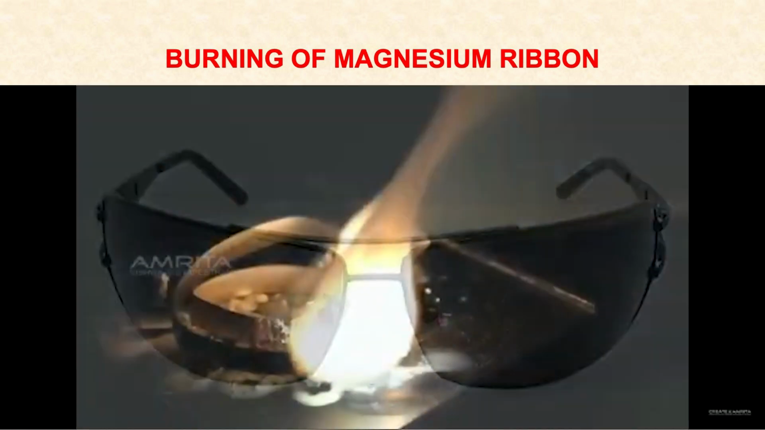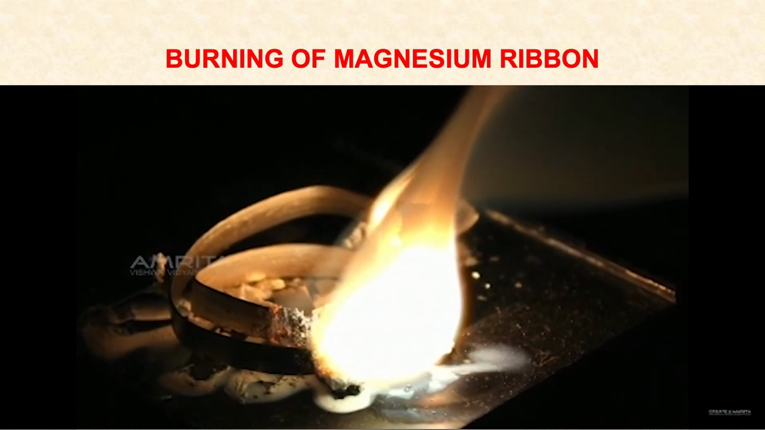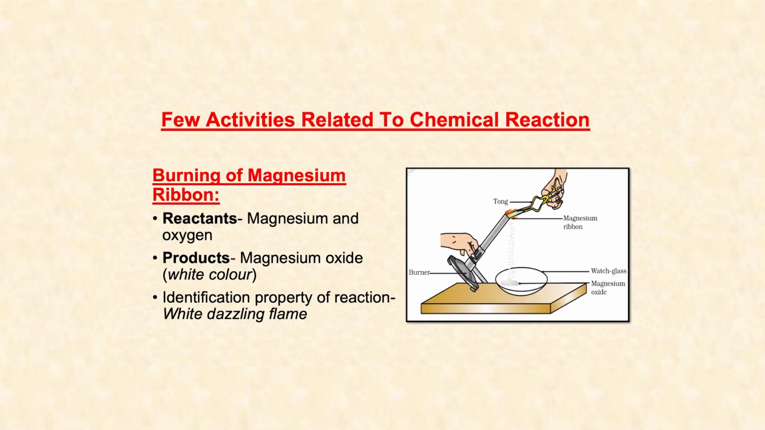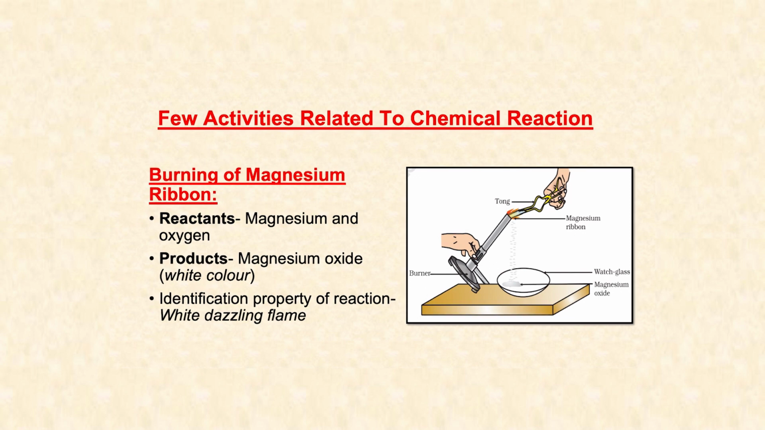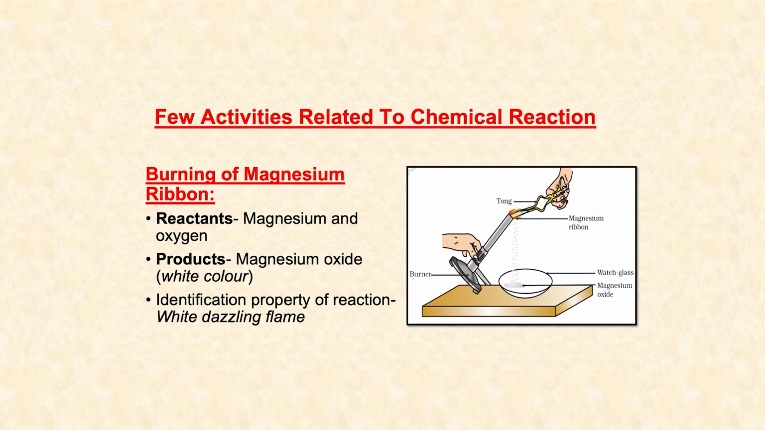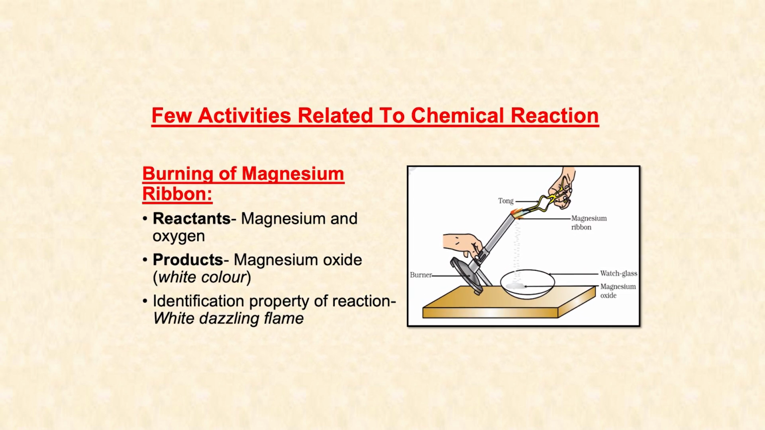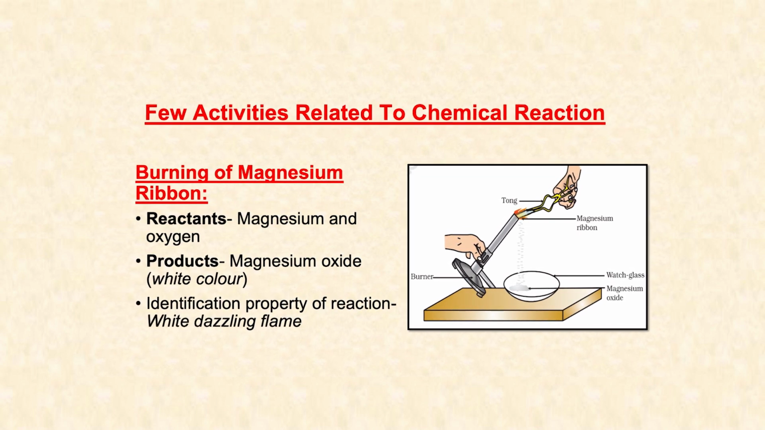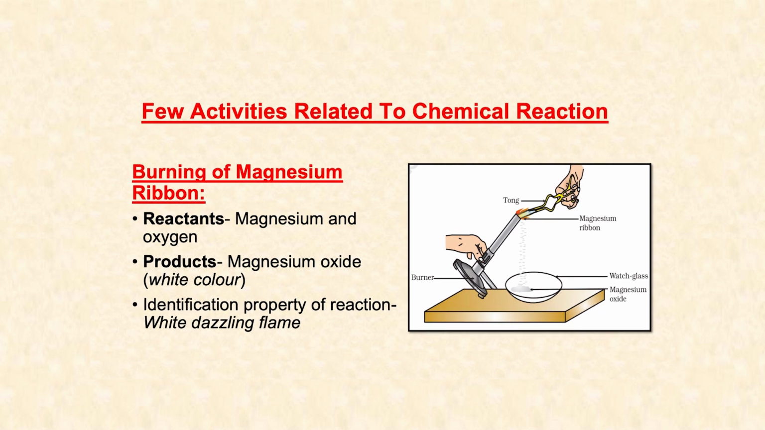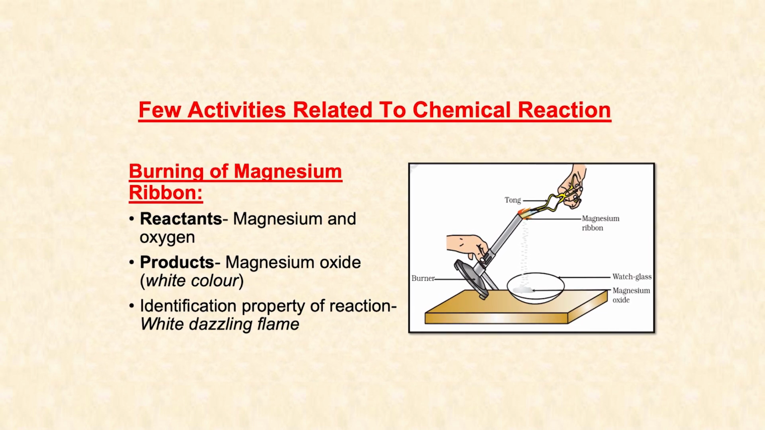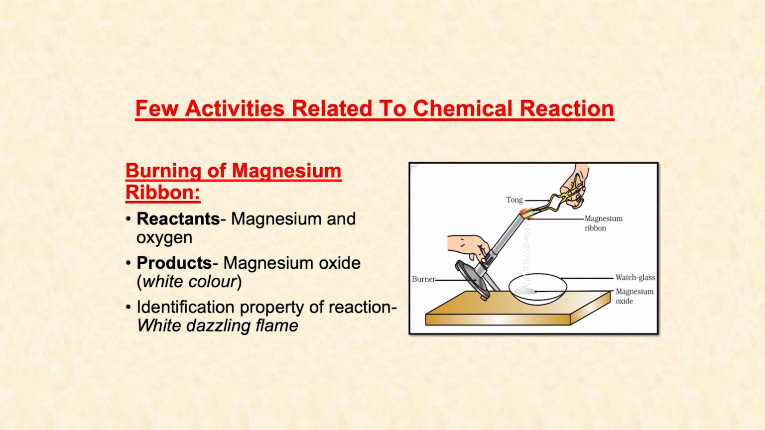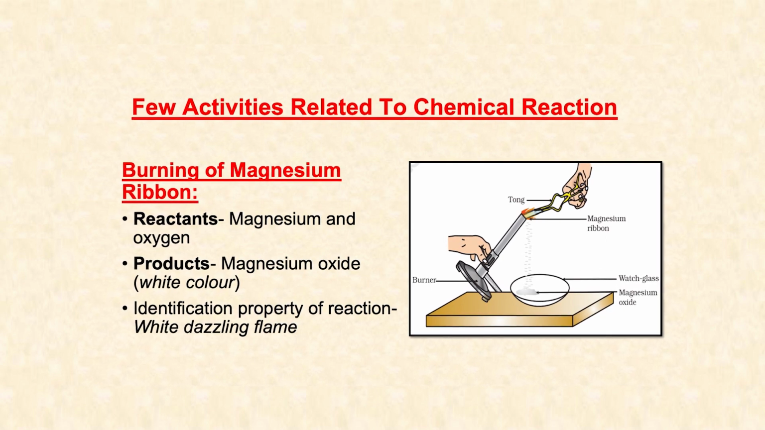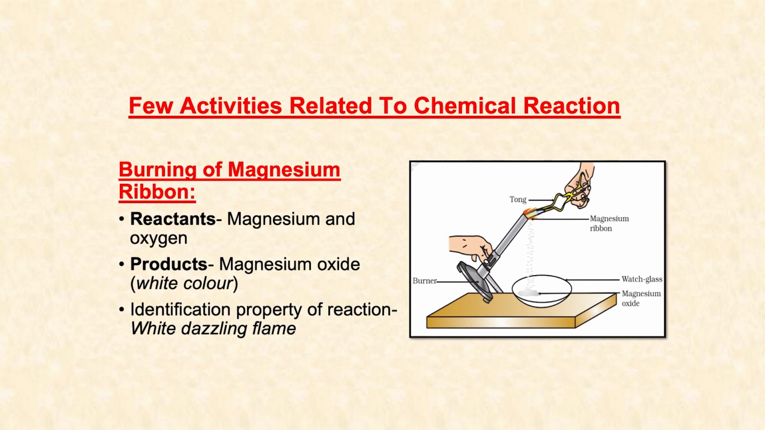Wasn't it interesting to watch magnesium ribbon burning? In the video, we learnt following points. Before proceeding to the activity, we always need to clean the magnesium ribbon using a sandpaper in order to remove a layer of carbonate from it. Magnesium ribbon burns with a white dazzling flame, leaving behind a white powder residue of magnesium oxide.